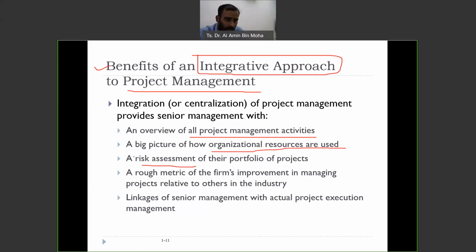We are going to have another chapter, the next chapter, on risk management. And here they talk about a rough metric of the firm's improvement in managing projects relative to others in the industry, and linkages of senior management with actual project execution management. It means how you can link or interact with the senior management, your bosses, with the actual project execution. Maybe they target one year, but you can do it in 11 months, or it's going to exceed. So you can plan and discuss. It's not going to just happen suddenly and give impact to many people.